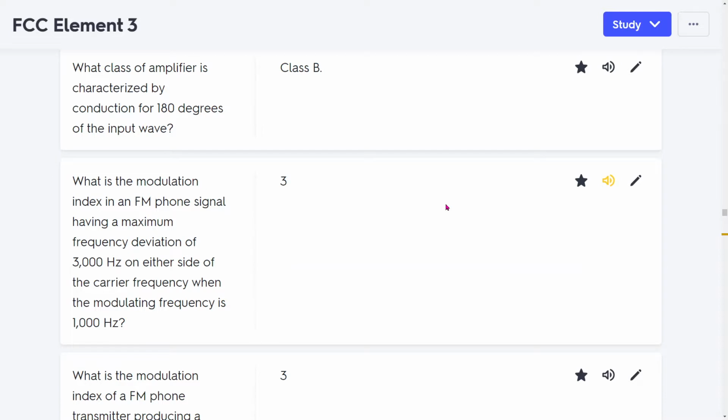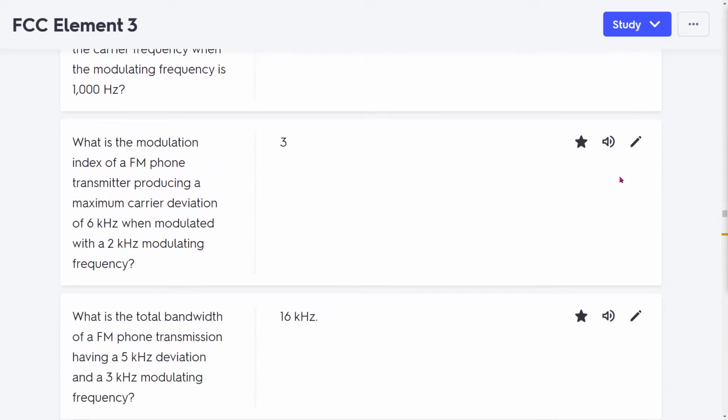What is the modulation index in a phantom phone signal having a maximum frequency deviation of 3000 Hz on either side of the carrier frequency when the modulating frequency is 1000 Hz? 3. What is the modulation index of a phantom phone transmitter producing a maximum carrier deviation of 6 kHz when modulated with a 2 kHz modulating frequency? 3.